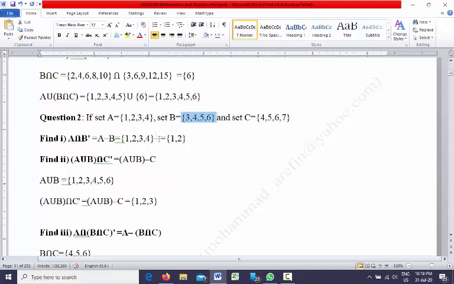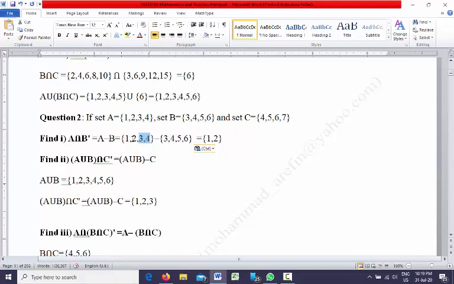So that means from set A we want to remove the elements of set B. We can see that 3 and 4, these two elements are also there in set B. So from set A we will remove these two elements.